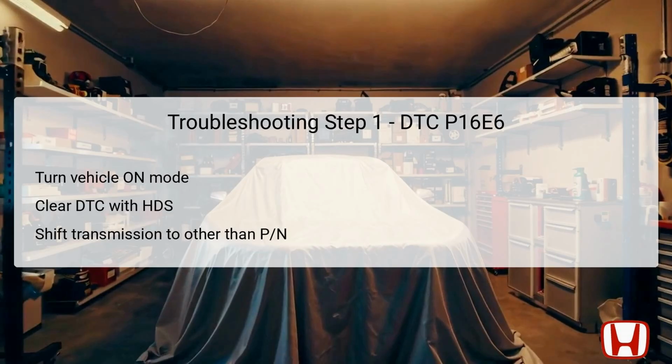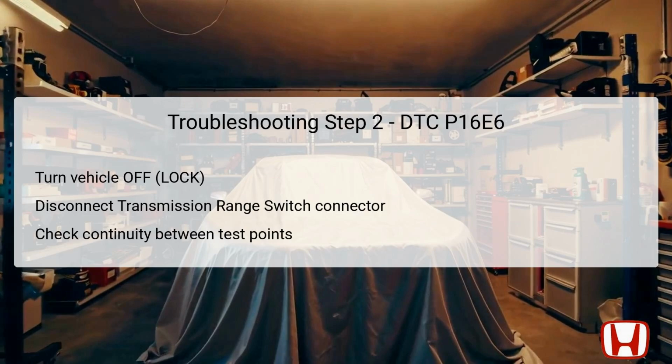Following this process aids in determining if the error is confirmed or if it was merely an intermittent fault. In the second step of troubleshooting, turn the vehicle to the off or lock mode to ensure safety while working on the electrical components. Once the vehicle is off, disconnect the transmission range switch 10P connector. This disconnection is crucial for isolating the switch to determine if it is the source of the problem or if other components, such as the powertrain control module PCM, are involved.